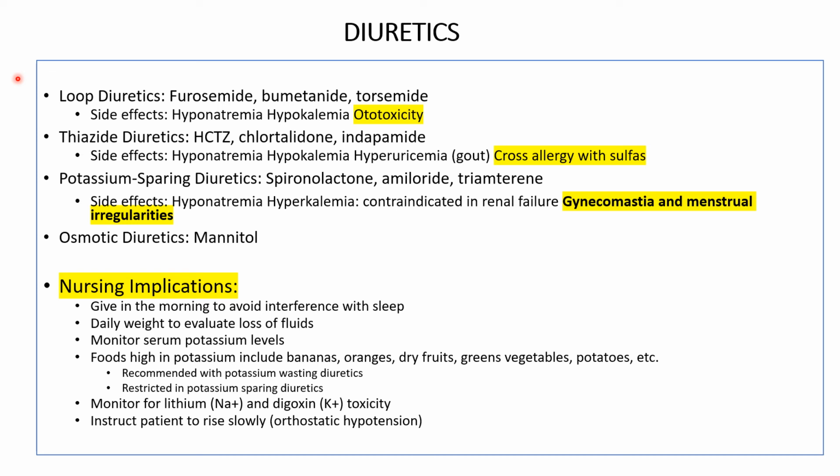And the last one is very important: cross-allergic reaction with sulfas. Sulfas are antibiotics, and a lot of people are allergic to sulfas. Probably there are more people allergic to sulfas than to penicillin. If a person is allergic to sulfas, they will probably also be allergic to this kind of diuretics, and vice versa. If a person is already known to be allergic to thiazide diuretic, if they develop an allergic reaction when they consume one thiazide, then they should not take sulfas because probably they will be allergic to sulfas.